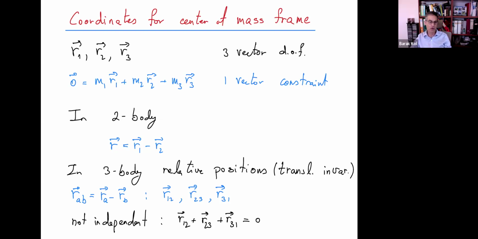For instance, in the two-body system, we know how to do it. There we define R equals R1 minus R2.